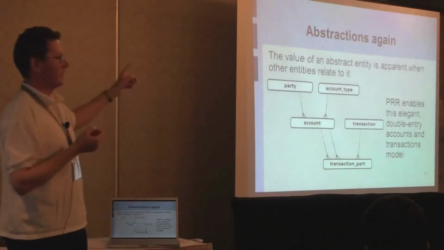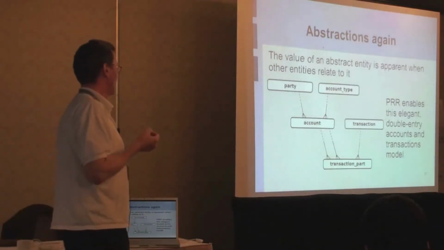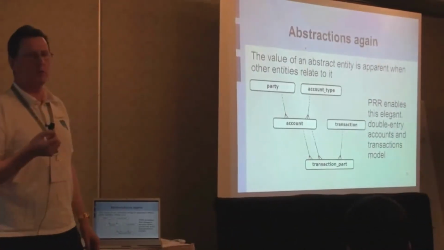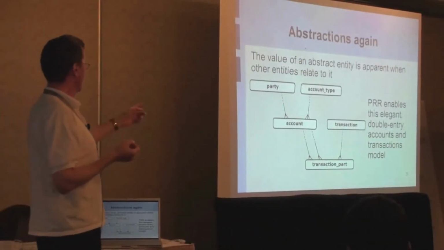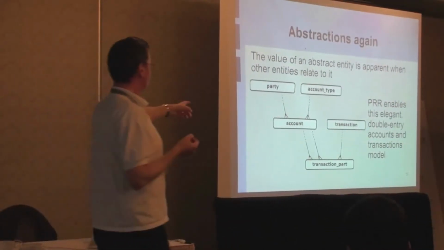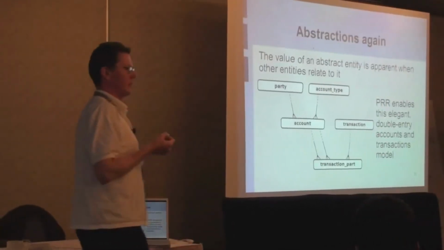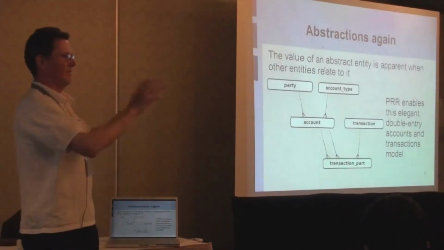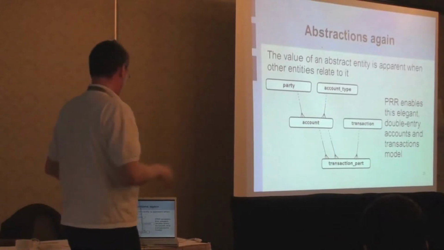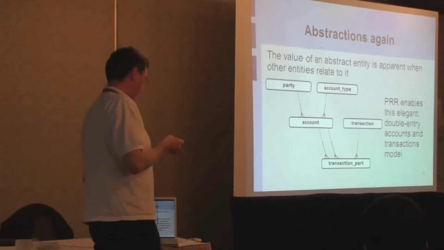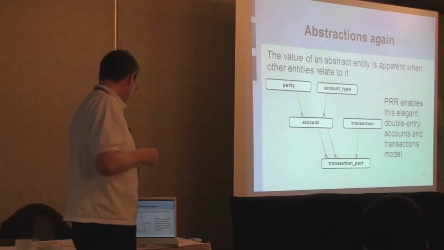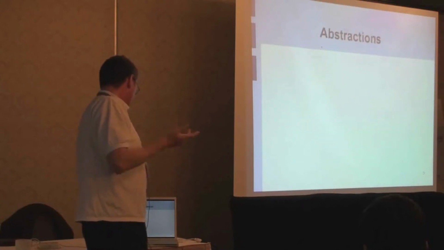I think this is one of the most elegant models I've ever seen, and it makes me wonder why Oracle Financials has 2,000 tables. This does everything you really need for an accounting system. Okay, all the metadata stuff can go somewhere else. I guess there's 1,900 tables. I don't know. So abstractions are pretty powerful.